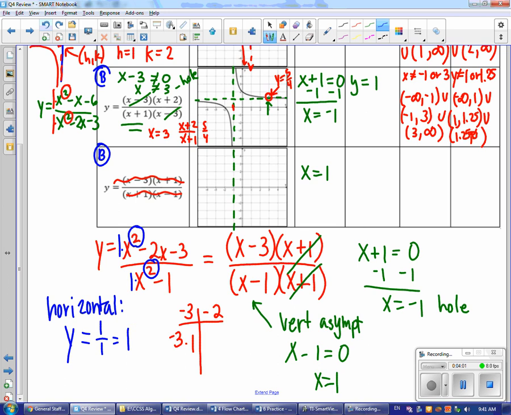And that goes here. Oops. Just bear with me. So y equals 1. All right, so remember the horizontal asymptote is going to go horizontally.